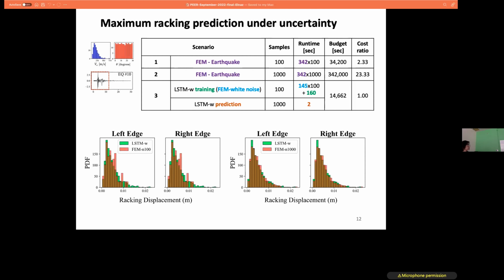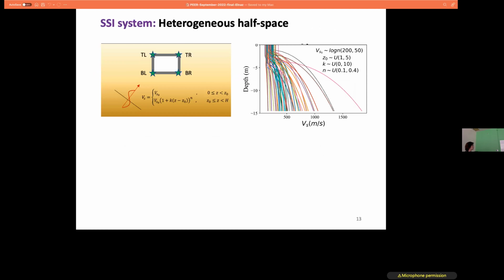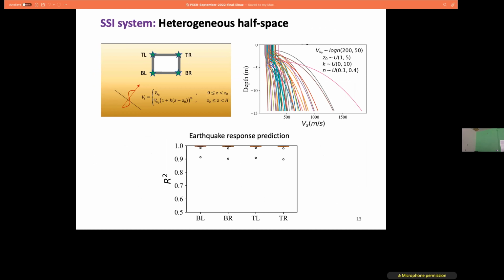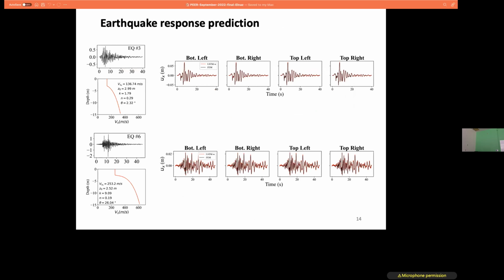So with this, we also checked how the model would work if I introduce some uncertainty in terms of the velocity profile. If I have a heterogeneous Vs, I define a variation for the Vs using this functional form, and each of these parameters can change based on these distributions. Again, we train the model and then test it under those earthquake excitations. And here is how the R-squared looks, which again shows a good performance. And here is the case when we take a look at each of these predictions.